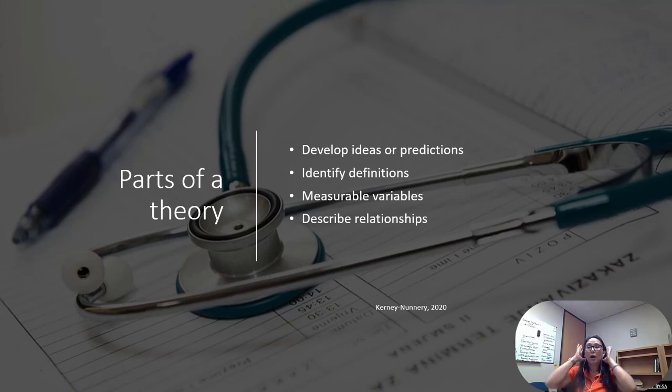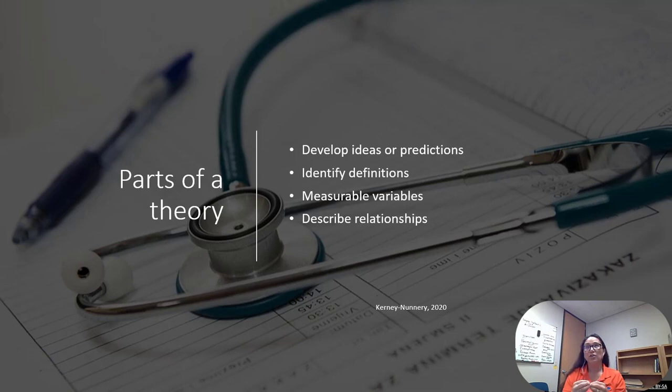So, the parts of theory. First, you begin with ideas or predictions. So you have a hypothesis, which I know you've heard that word before, more of a scientific research-based word, which is the tie-in of research into theory. But you have an idea of something, and then you make a prediction based on that idea or that hypothesis.